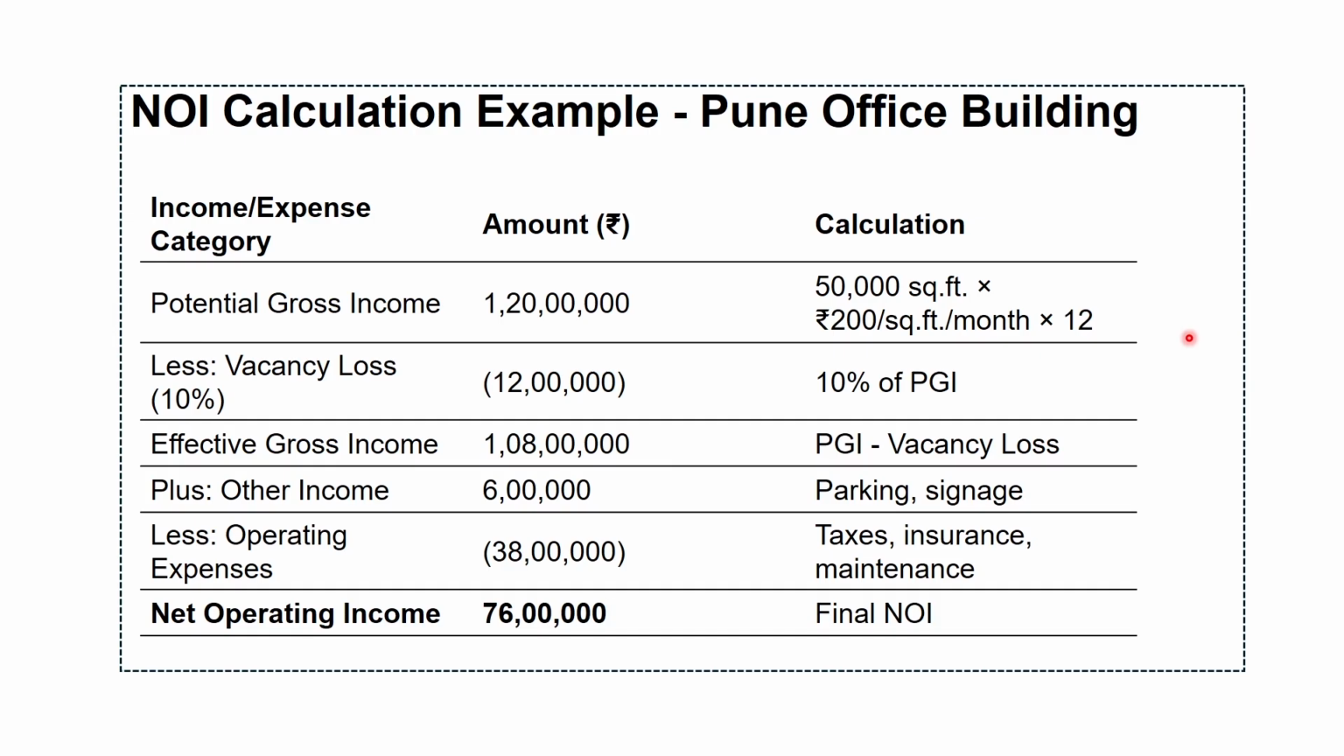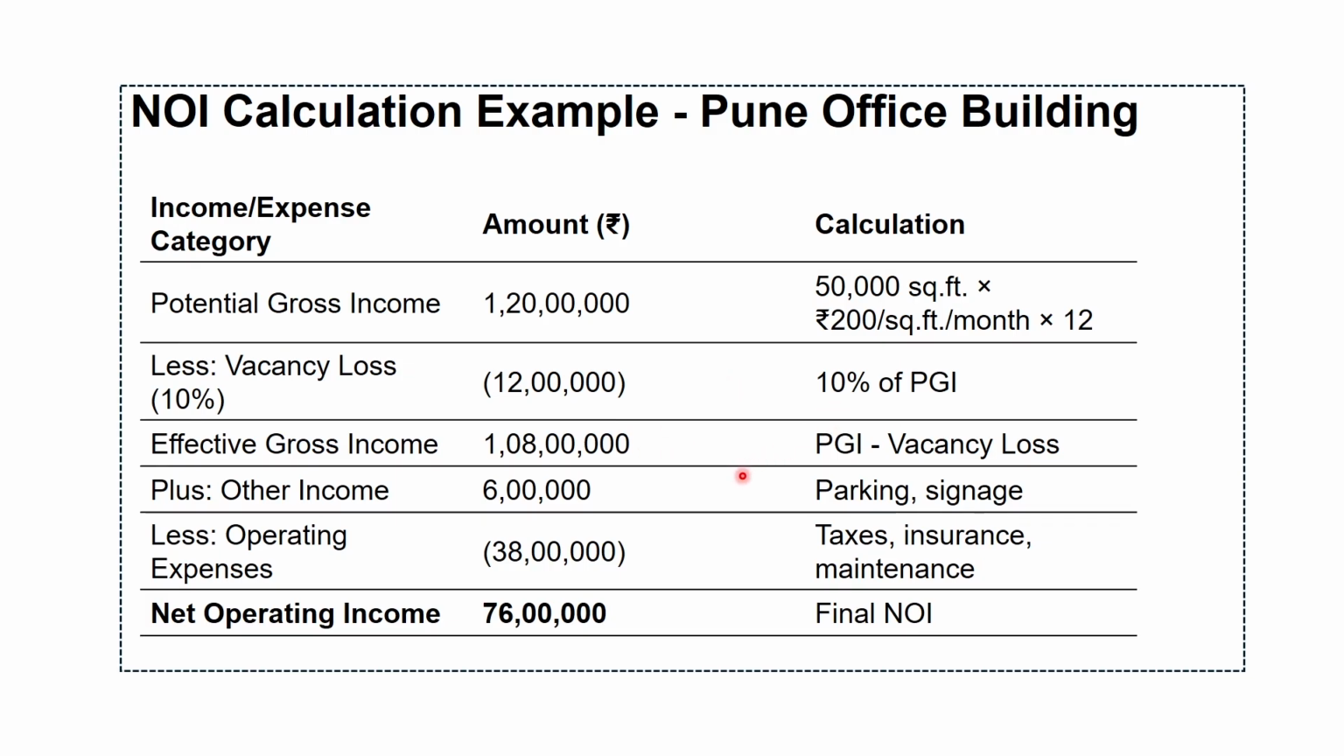This might seem high, but remember that office buildings experience tenant turnover and sometimes units remain vacant between leases. Plus some tenants might delay payments, especially during economic stress. This 10% is within the normal market range for office properties. This gives us an effective gross income of 1.08 crores. This is what we actually expect to collect.